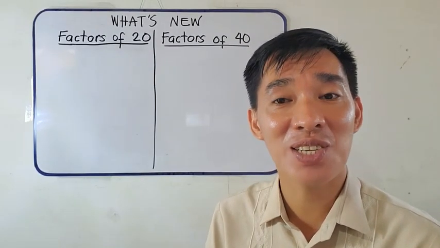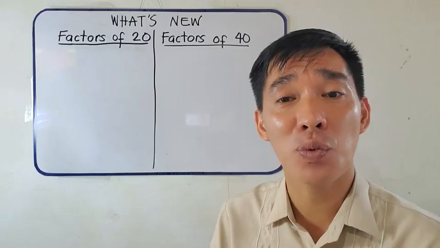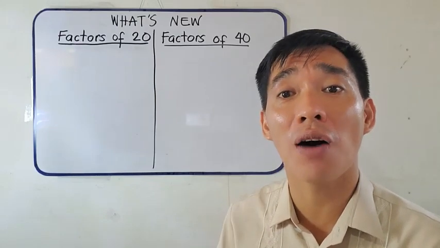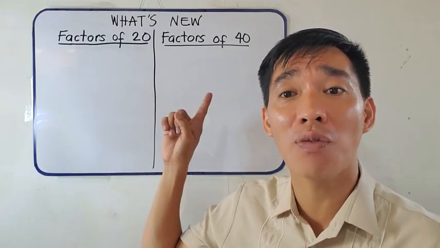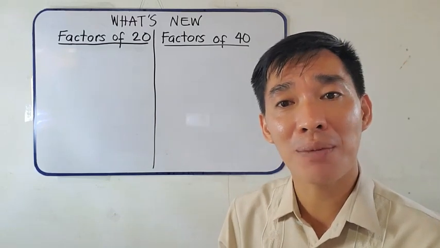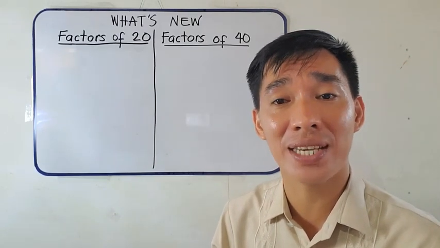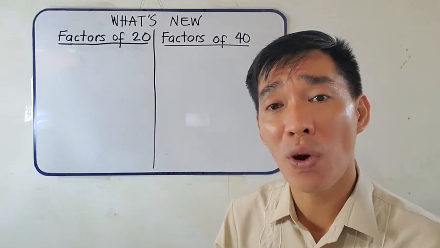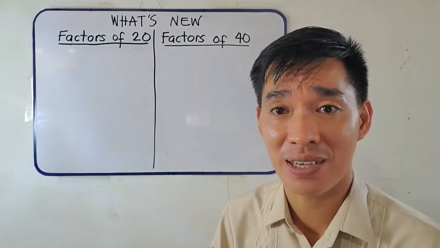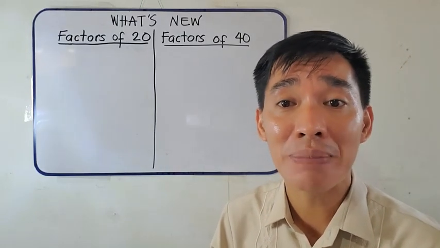This time, let us continue our lesson. But this time, we will have to get the factors of 20 and the factors of 40. So, how will we be able to get the factors of 20 and 40? Before that, what do we mean by the word factors? Factors are the numbers being multiplied.